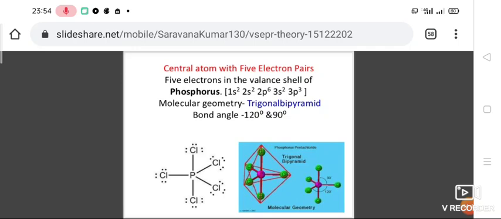The 5 electron pairs will be directed towards the apices of the trigonal bipyramid and the molecule will be trigonal bipyramidal. There will be 3 phosphorus-chlorine bonds in the equatorial plane and 2 phosphorus-chlorine bonds on the axis passing at right angle through the equatorial plane. So thus the bond angles will be 90 degrees and 120 degrees. So this is the way we have to explain the structure of a particular compound.